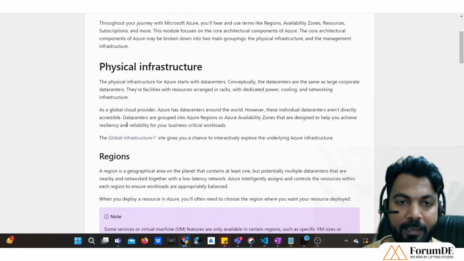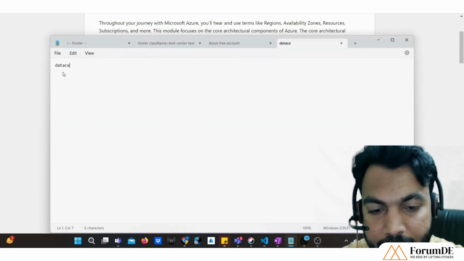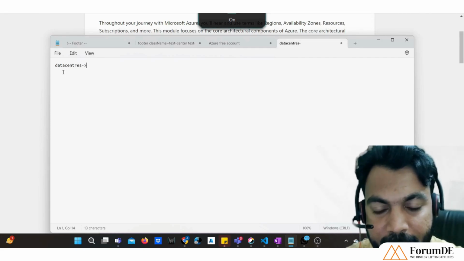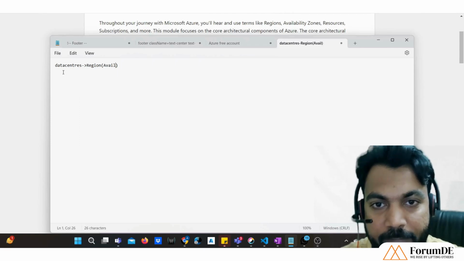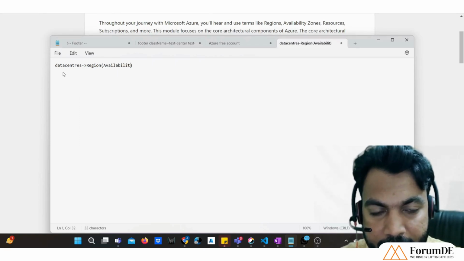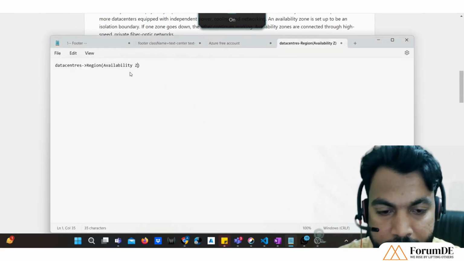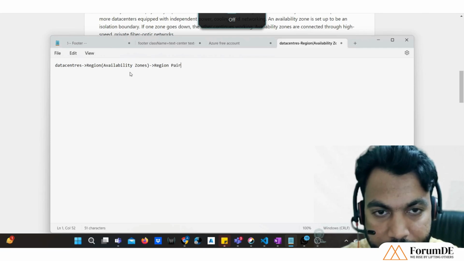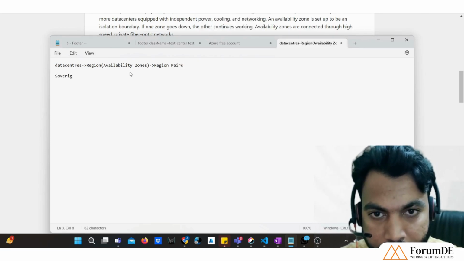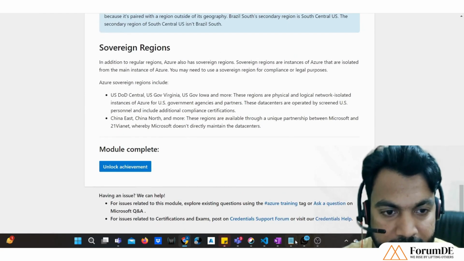These were a few really very important points that I wanted to discuss. If I summarize, data centers are the most basic thing. After that we have regions, and one region is made up of many availability zones. Then we have region pairs, where two regions are paired, and then we have something called sovereign regions.